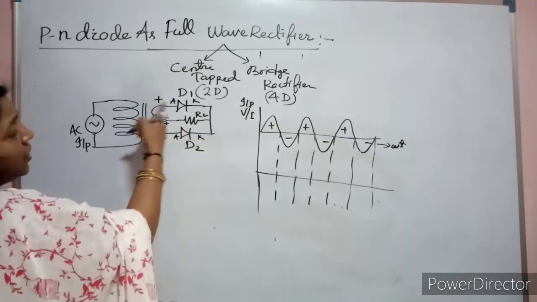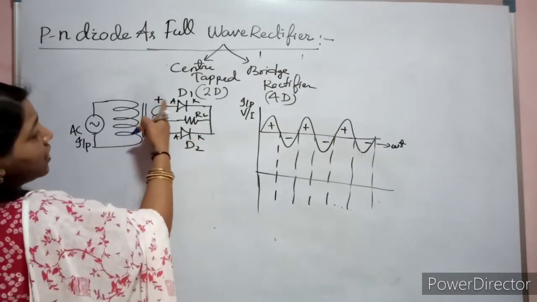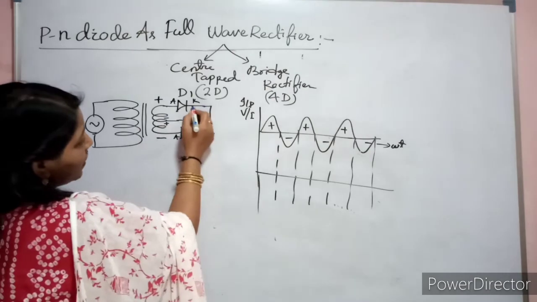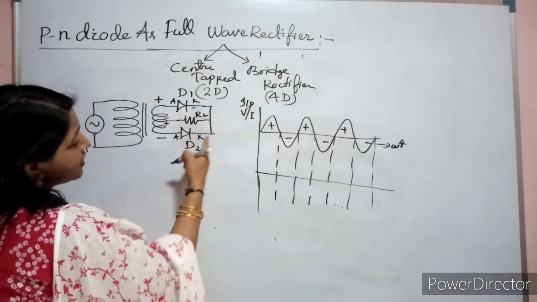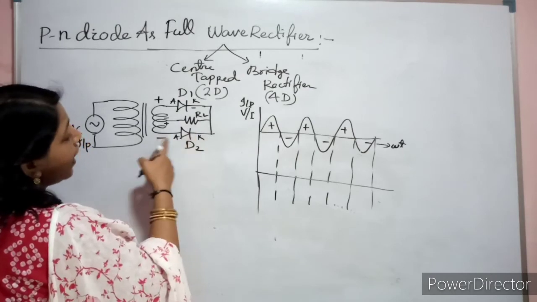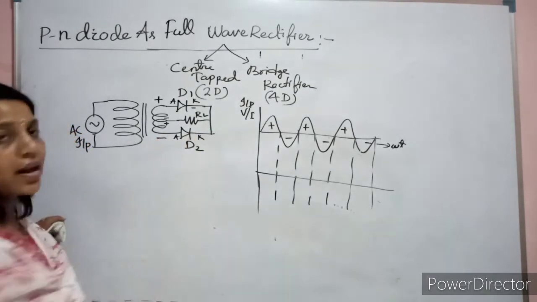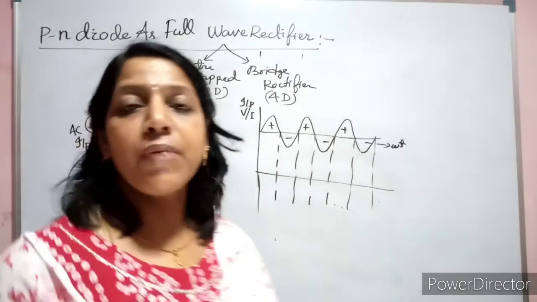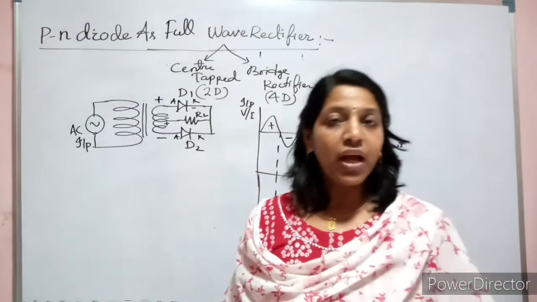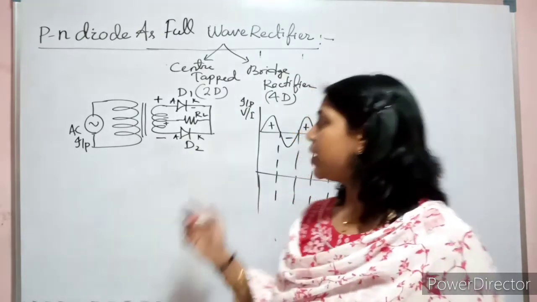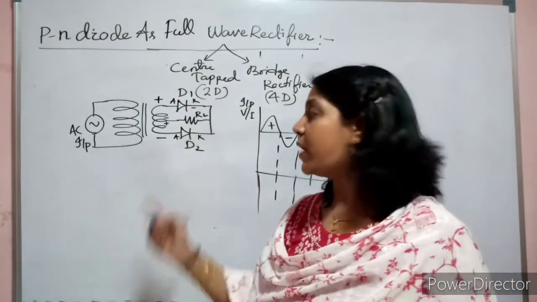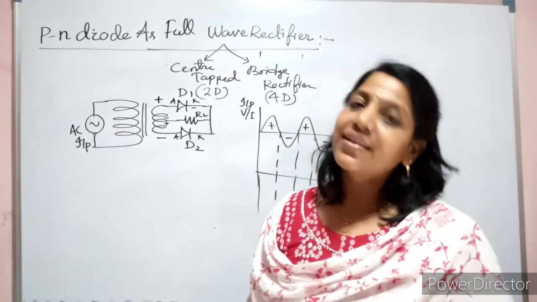Now, you can check your first D1, the anode is connected to positive. This negative is connected to cathode. Now, here this positive is given to cathode and here negative is given to anode. So, you know that forward biasing is when your positive supply is given to anode and negative is given to cathode. That is called forward biasing. So, hence your diode D1 is forward biased, whereas D2 is reverse biased.